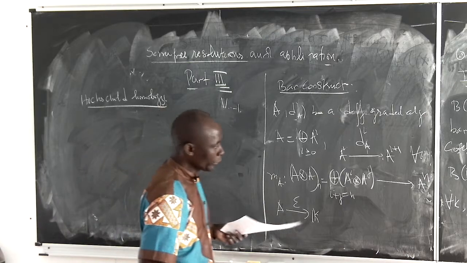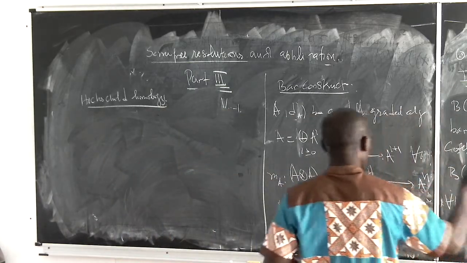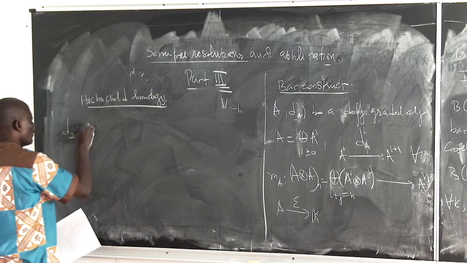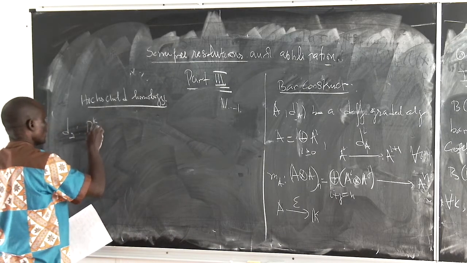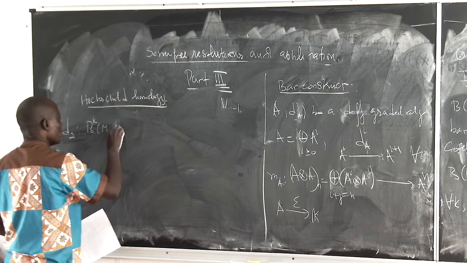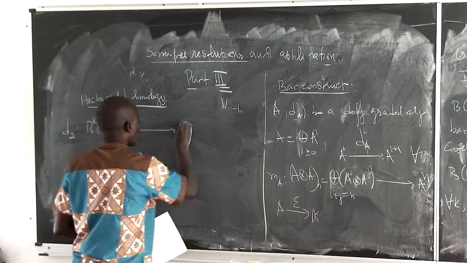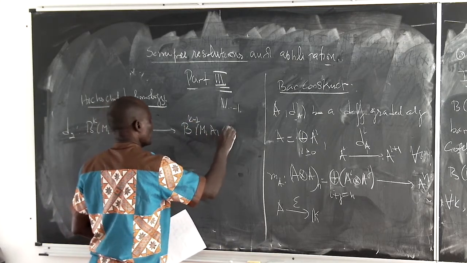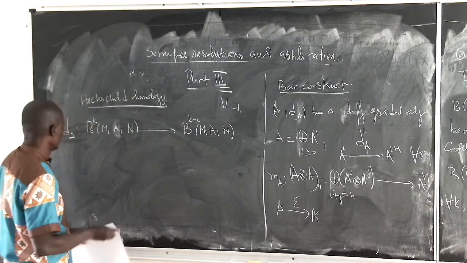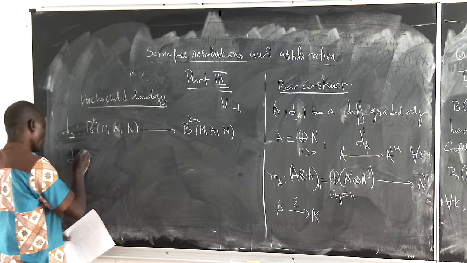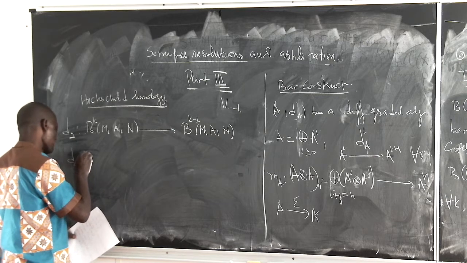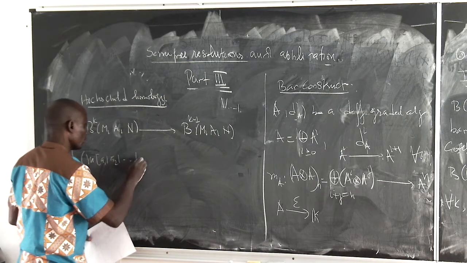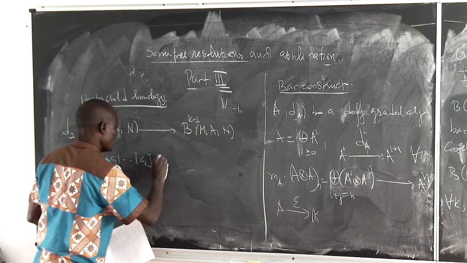The d2 reduces the length of the words. d2 is defined from B_k(M, A, N) to B_{k-1}(M, A, N) by d2 of (m | a1, a2, ..., ak | n). Here it is equal to what?